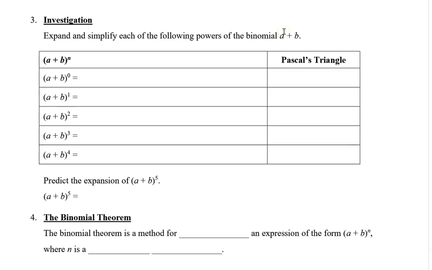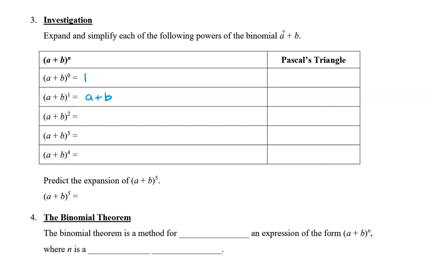In the first one, we see that a plus b, all in brackets, to the power of 0, and anything to the power of 0 is equal to 1. Next we have a plus b to the power of 1, so it's still a plus b. Expanding a little bit more, we now have a plus b squared.